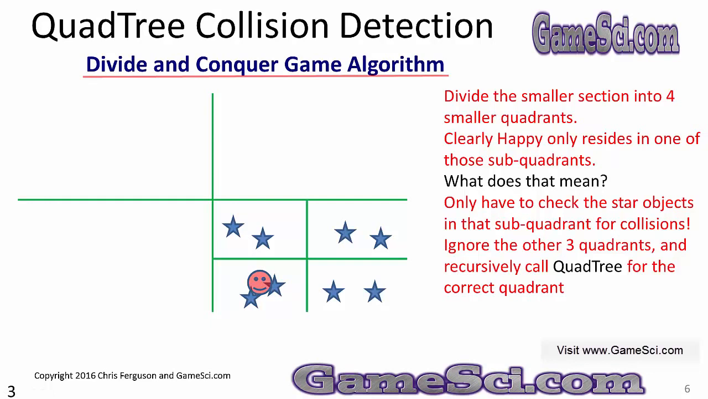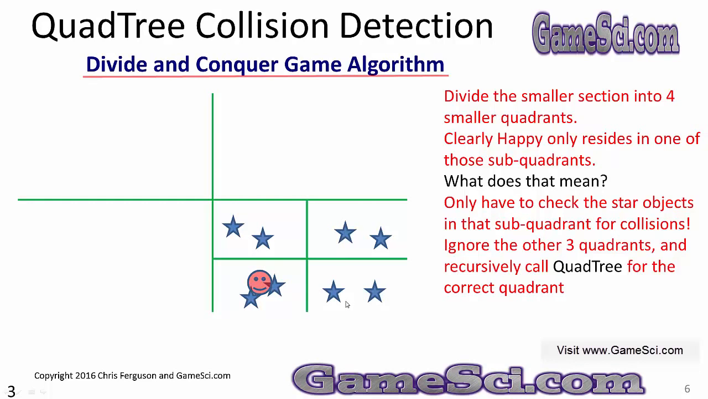Clearly, Happy only resides in one of these subquadrants. What does that mean? It means we only have to check the star objects in that subquadrant for collisions. Ignore the other 3 quadrants. I don't have to check here or here or here. That's 6 more checks I've eliminated from my test to see if Happy Face has collided.